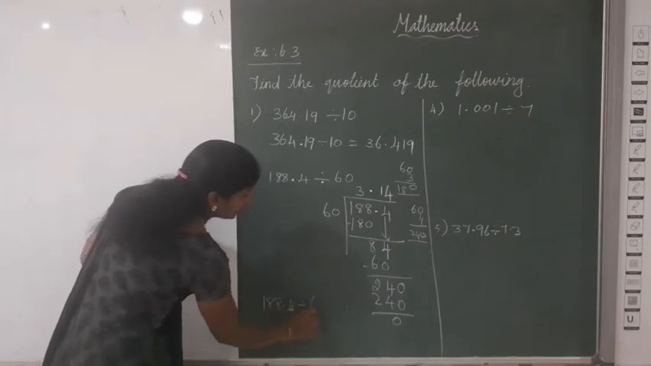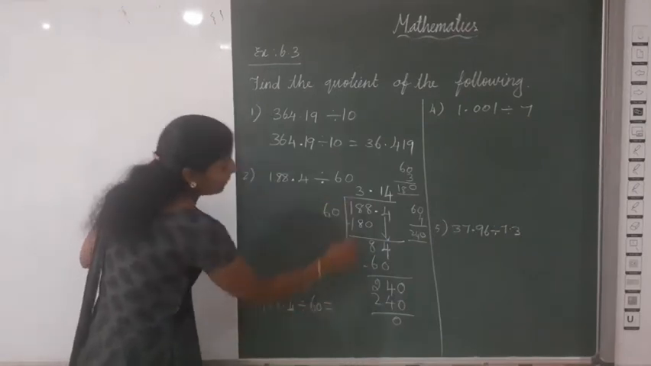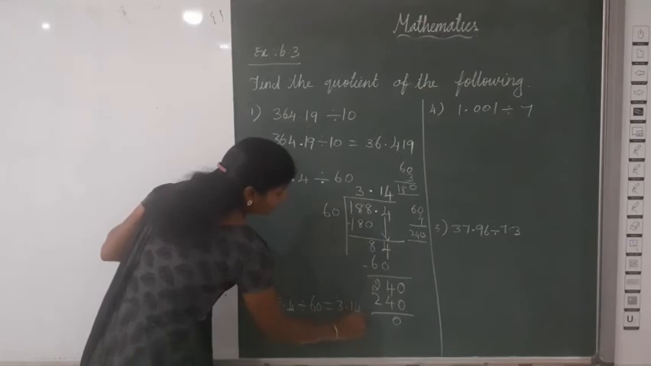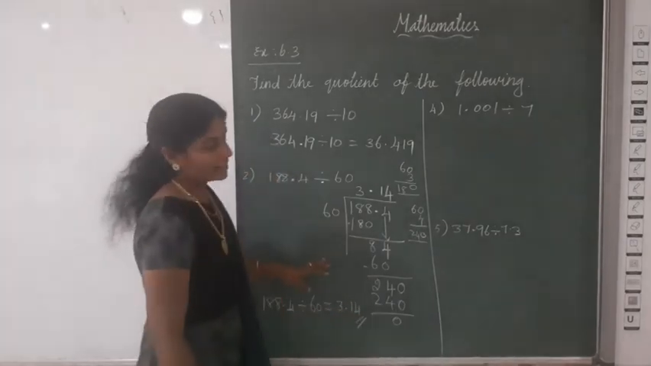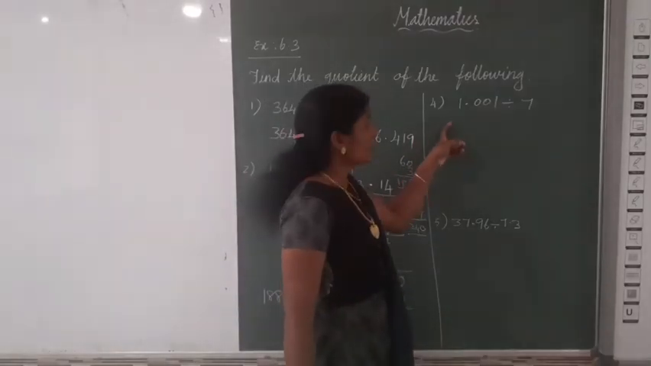188.4 divided by 60 is equal to 3.14. So 3.14 is the answer. Okay. Now next question.